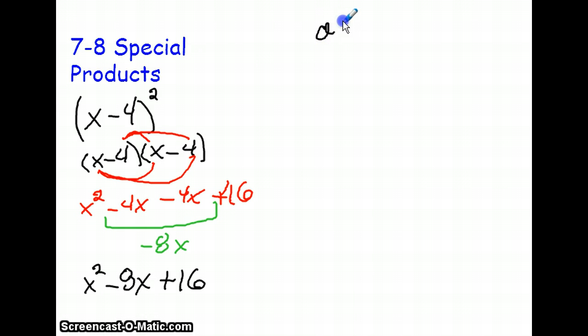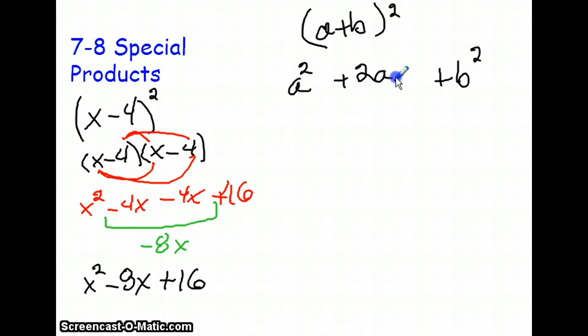Specifically, let me write this down. If it's something squared, you can save yourself some work and just take the first guy, square it, take the last guy, and square it, and then in the middle, you do 2 times a times b. That's the rule.